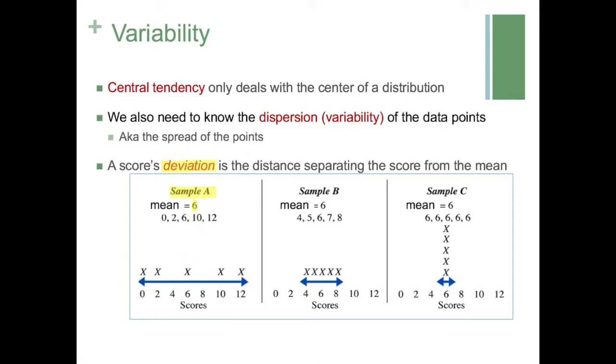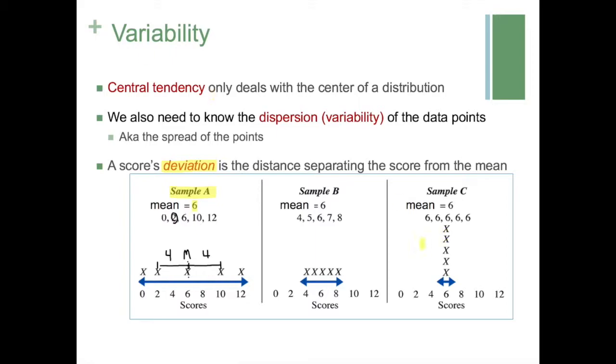Here's A, we have a mean of 6, and it's comprised of these scores, 0, 2, 6, 10, and 12. So if our mean for the sample is right here, here's our mean of M, a score of 2, this score here, has a deviation equal to 4. So this is 4 away from the mean. Just as a score of 10 is also 4 away from 6. So this score, this x value here, has a deviation of 4.